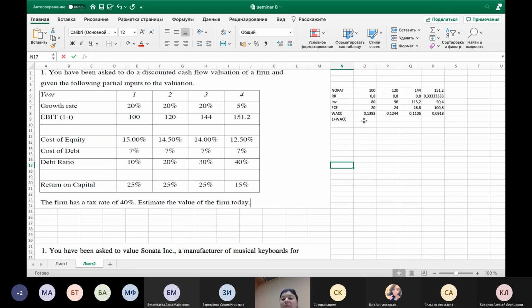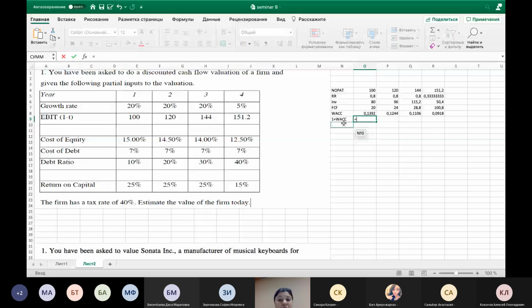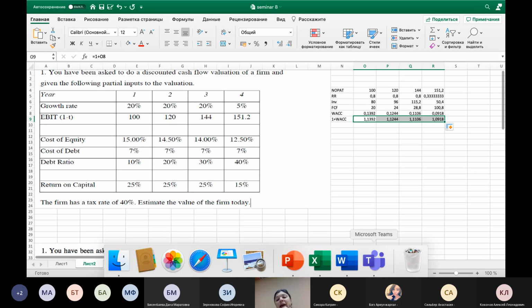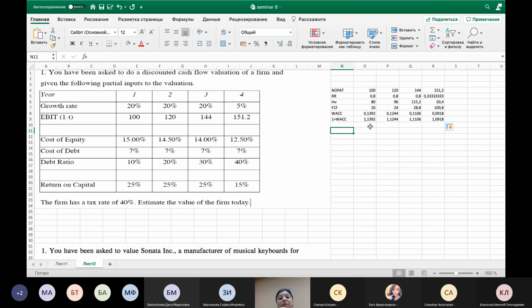1 plus WACC. Very simple manipulation, but this manipulation will help us in our future research. It will be 1 plus our WACC. Good. And now I have calculated free cash flow. I have calculated our WACC.